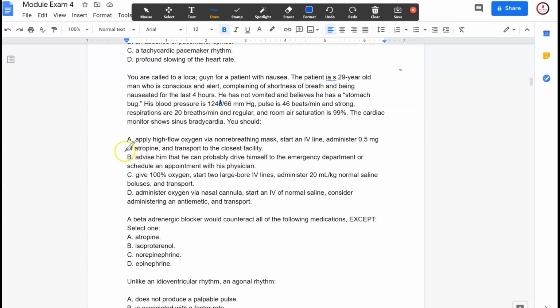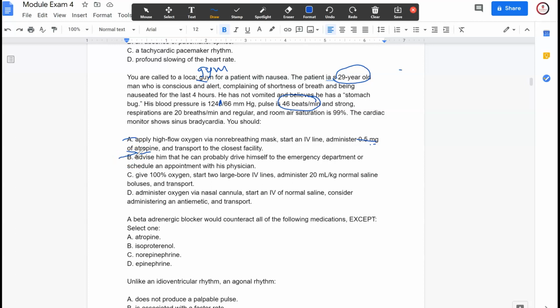You had me until atropine, right? You have this young, healthy 29-year-old who's at the gym, of all places. With a heart rate of 46 beats a minute, I'm not concerned about 46 beats a minute for somebody who goes to the gym on a regular basis, frankly. No. Advising he can probably drive himself to the emergency department or schedule an appointment with his physician. I mean, as tempting as that one is, no. It's just poor form.